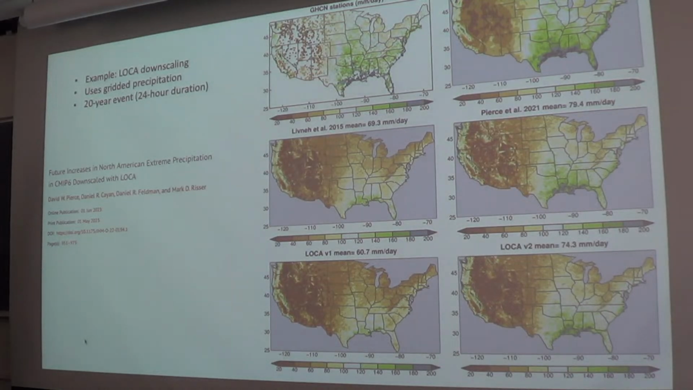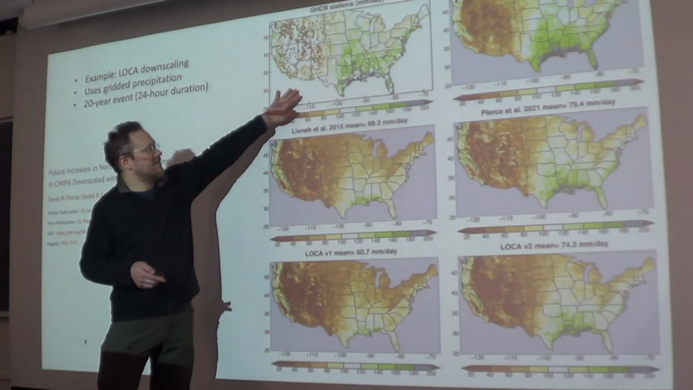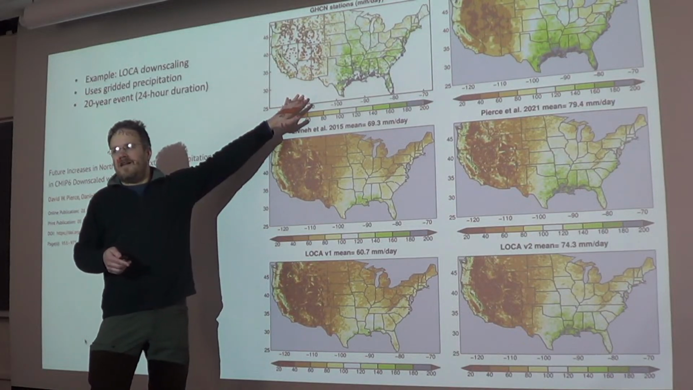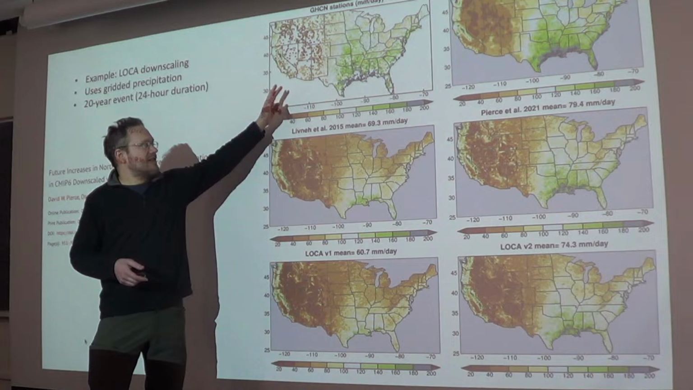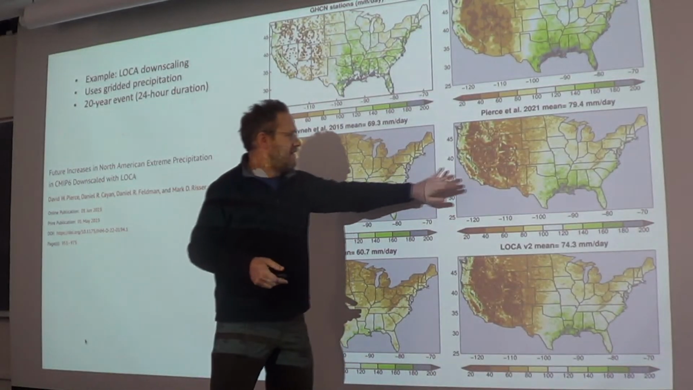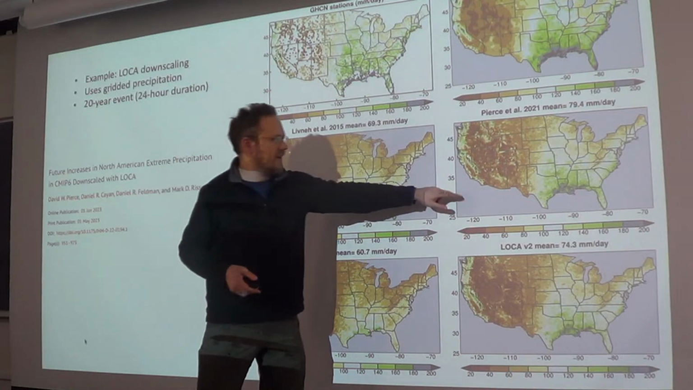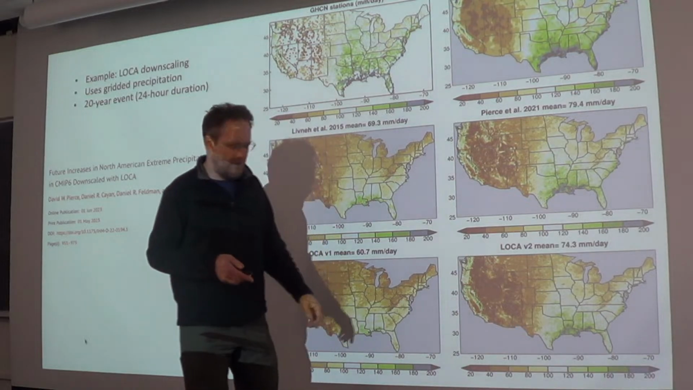Another downscaling, gridded product is LOCA, and they use gridded precipitation. Here I can show some of the pitfalls of this approach. These are the stations that they used, and they calculated what the 20-year event is, and that's plotted here. And then this is the 20-year event in two versions of the gridding. This is the latest version of the gridding.